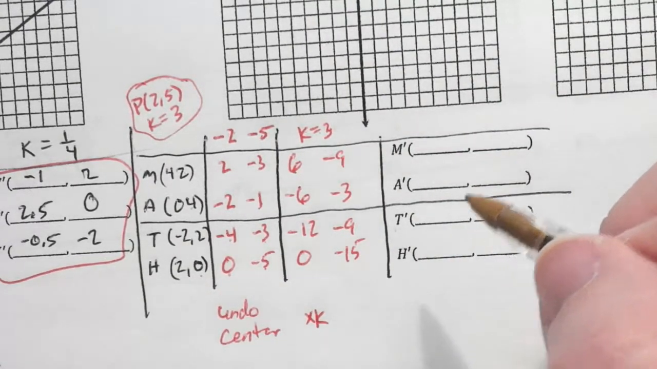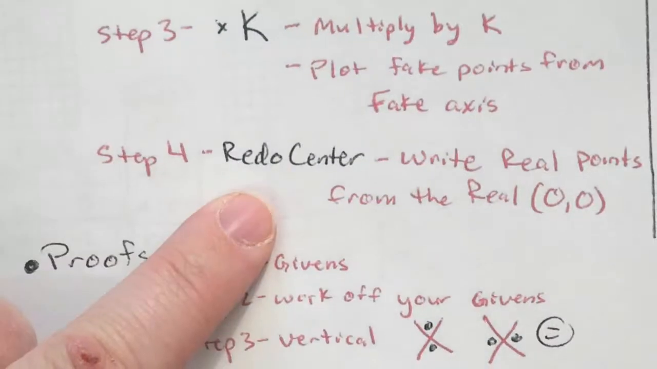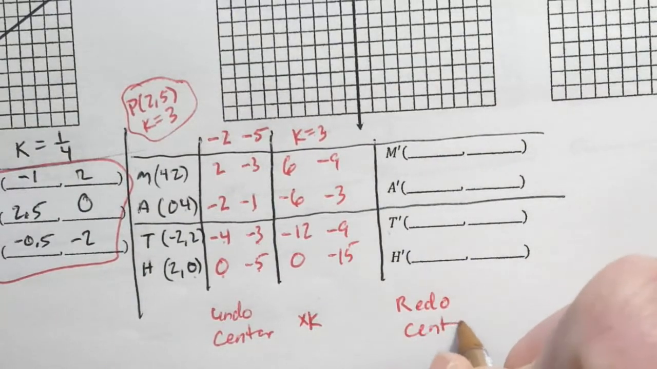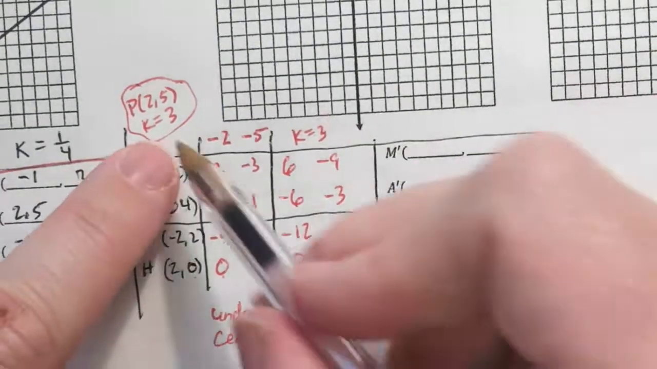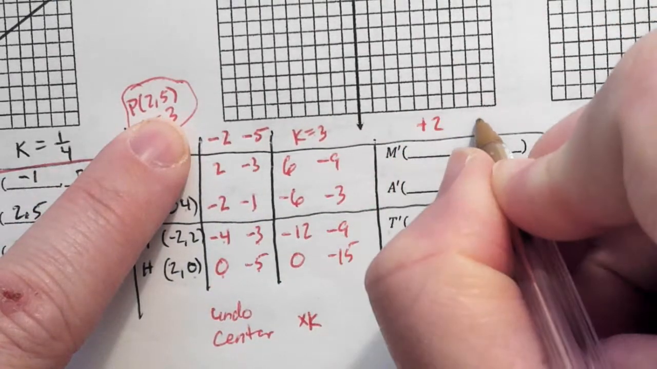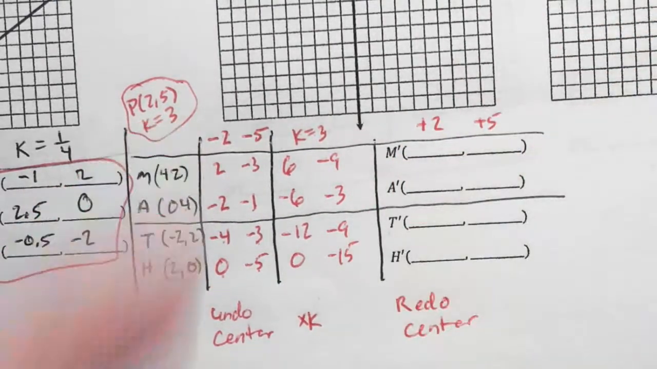Okay, and now your final step. Redo your center. We're going to reattach it. So redo the center. So our original center was a positive 2, positive 5. So we're going to add 2. We're going to add 5. So we're reattaching it.